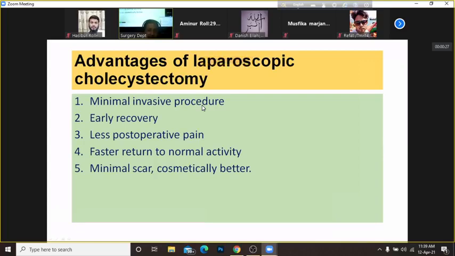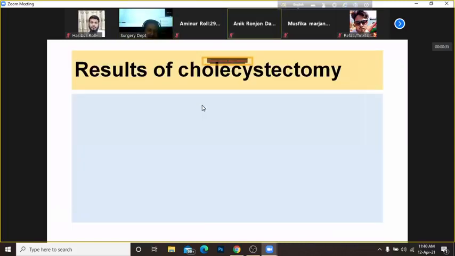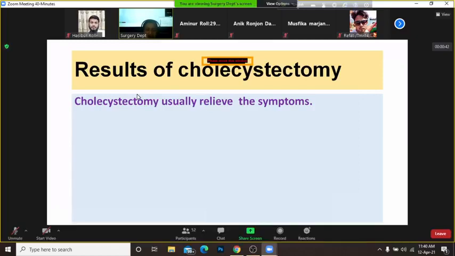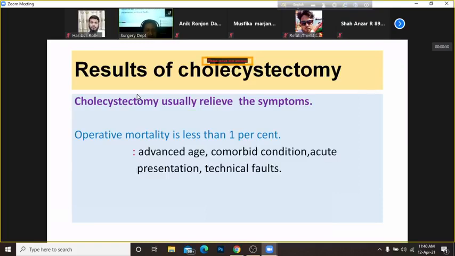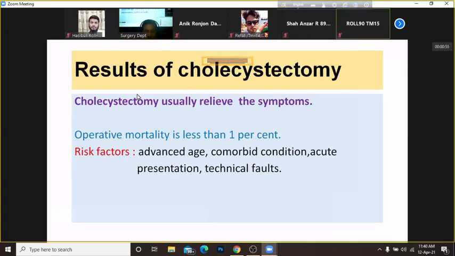So on this ground laparoscopic cholecystectomy is better in comparison to open cholecystectomy. After cholecystectomy, what would be the result? Usually cholecystectomy gives complete relief of symptoms. Operative mortality is less than 1%. Risk factors in terms of complication are advanced age, comorbid condition, acute presentation, and technical fault.